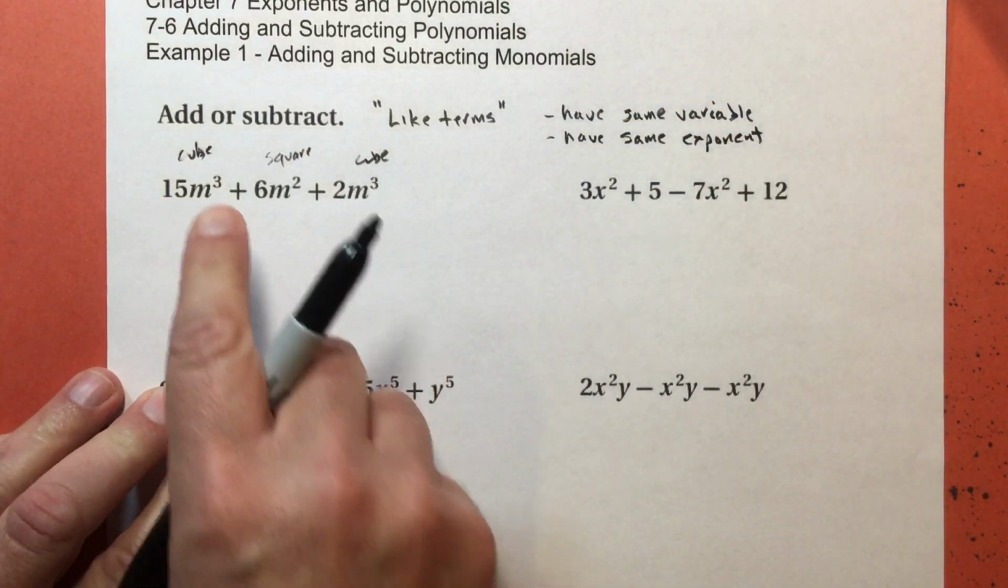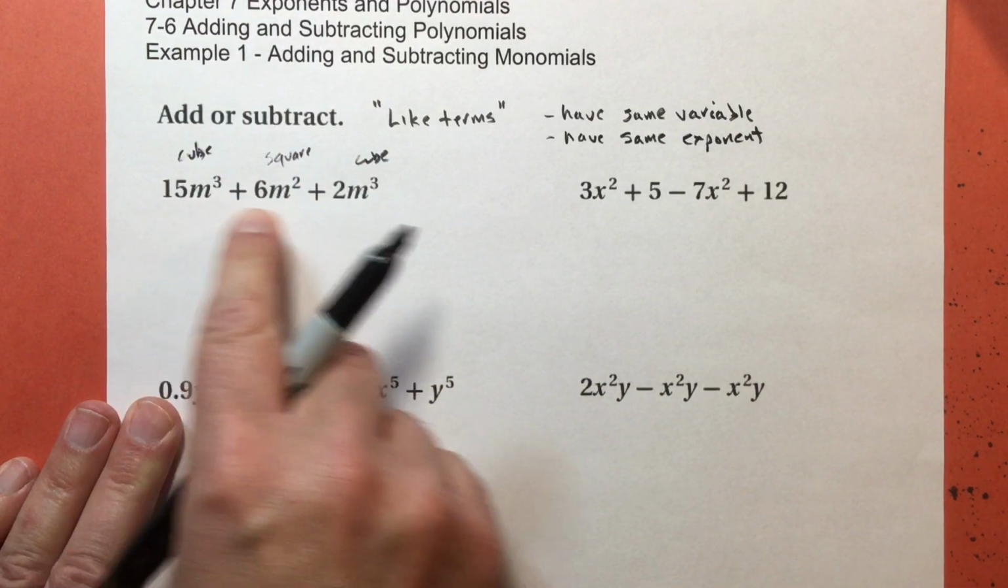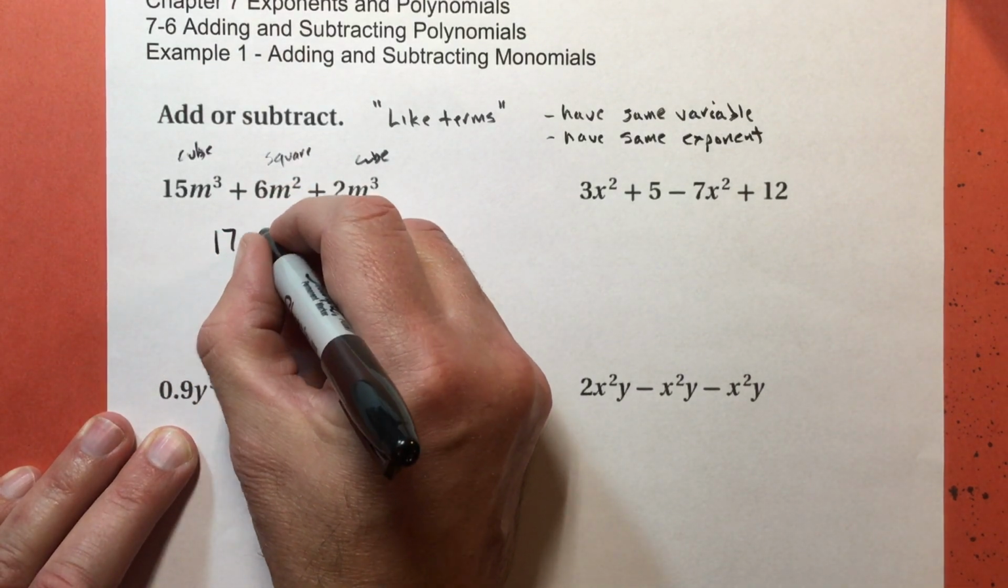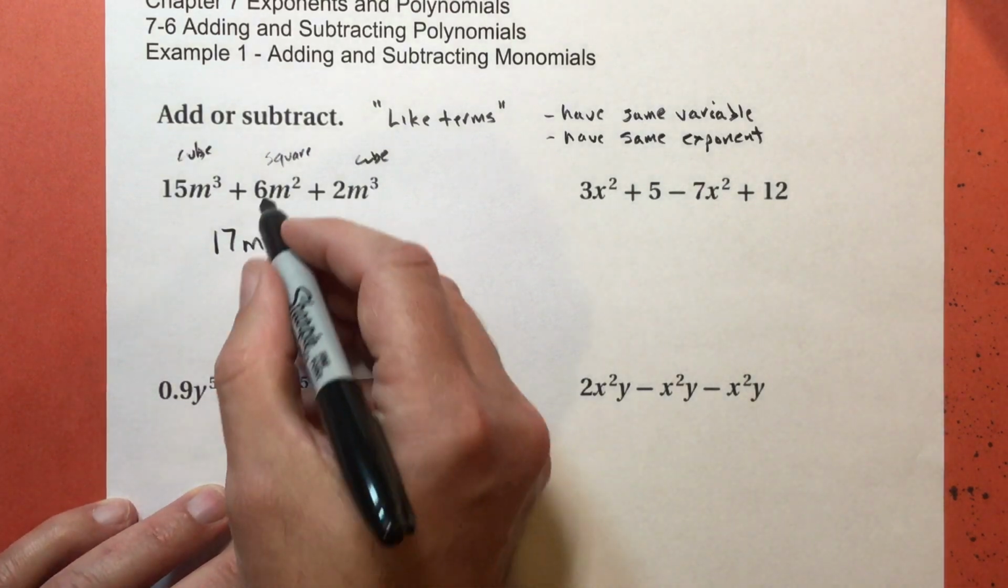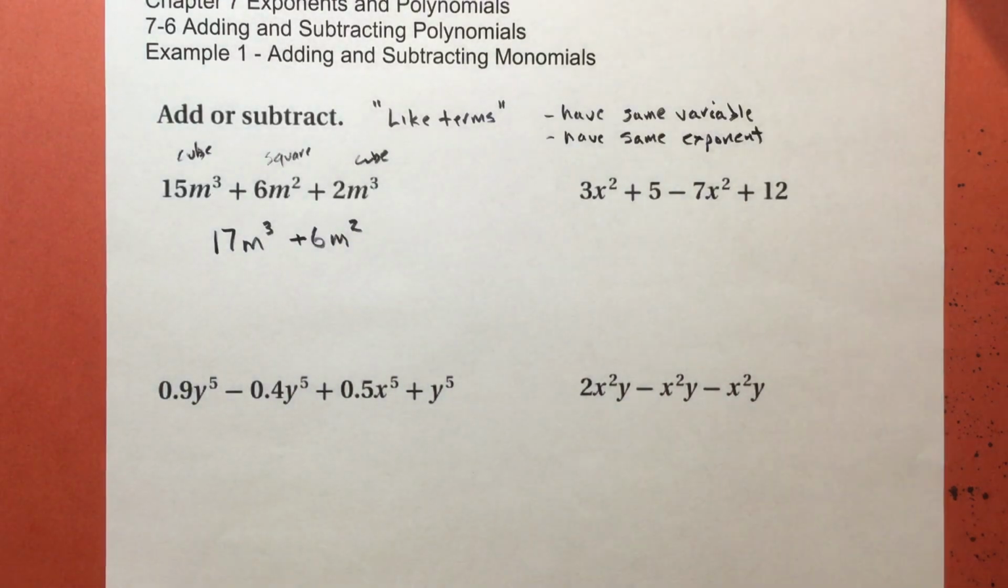But let's keep going. Looks like I've got cubes here and cubes here. If I've got 15 of these and 2 of these, all together I have 17 of these cubes that are m by m by m, whatever m is. What do I do with the 6m squared? I can't get rid of it, but I also cannot do anything else with it. So that's my simplified form. I added 15m to the 3rd power plus 2m to the 3rd power. The 6m to the 2nd power stays, but I don't do anything with it.